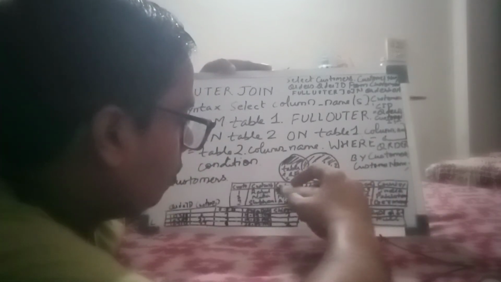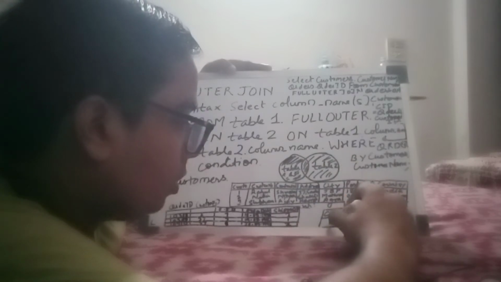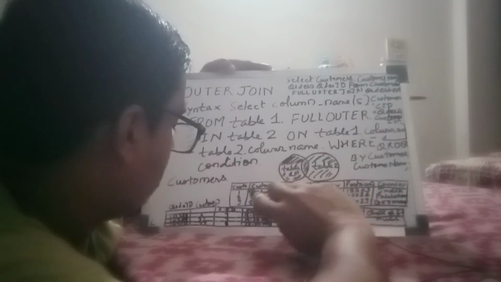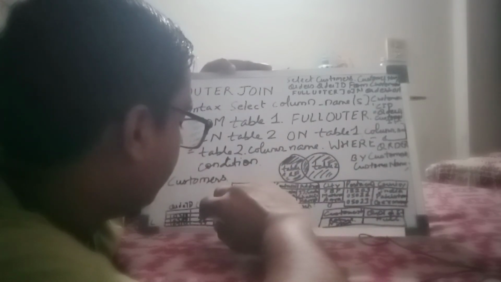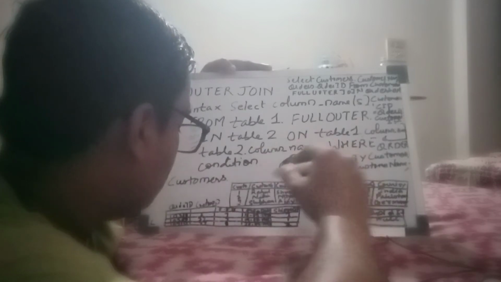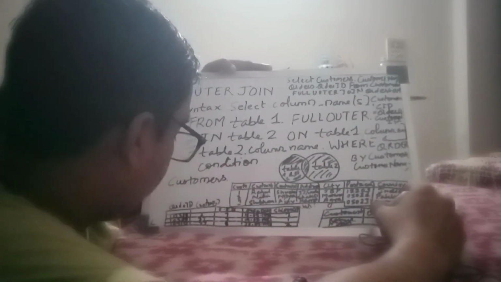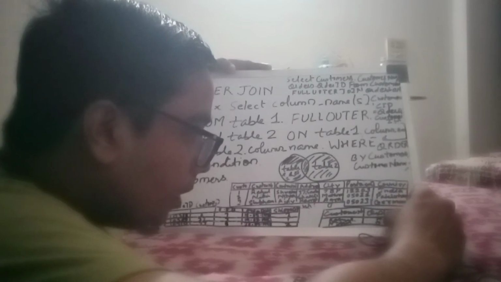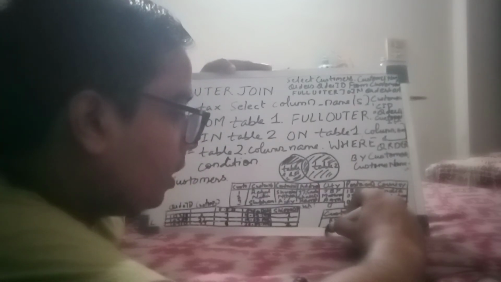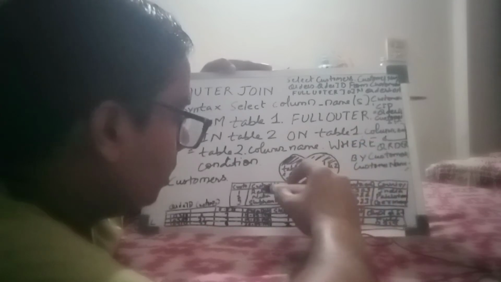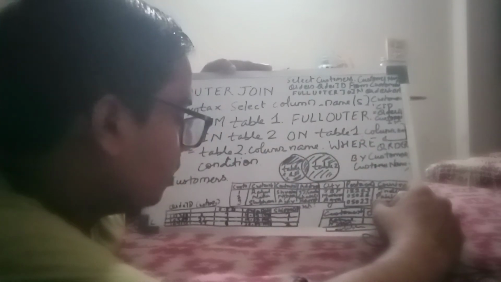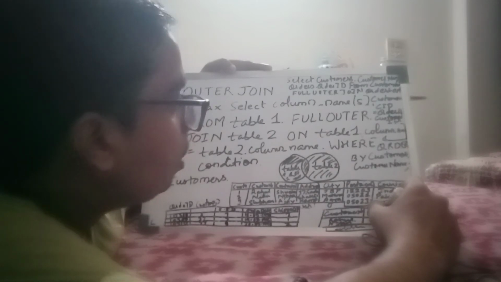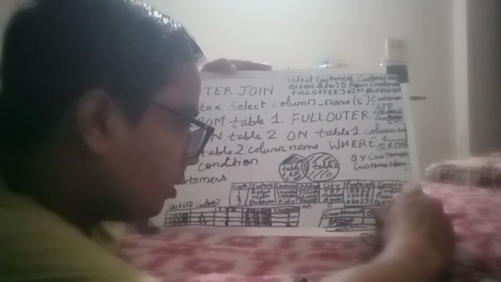Similarly, for customer name Nitin, since there is a matching customer ID in the orders table, that is 2, the order ID 0318 would be displayed. And for the third, that is Shubham, the name would be displayed and the order ID would be null.